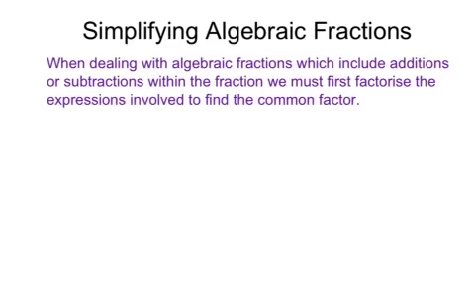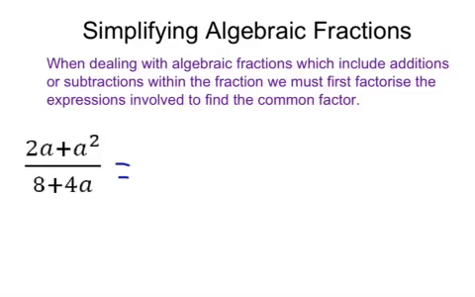So if we have an algebraic fraction which includes any additions or subtractions within the fraction itself, we must first factorize the expressions to find the common factor. So for example, in this fraction we have an addition on the top and an addition on the bottom. So the first thing we must do is factorize both the top and the bottom of the fraction.